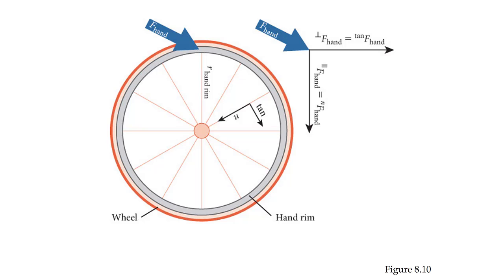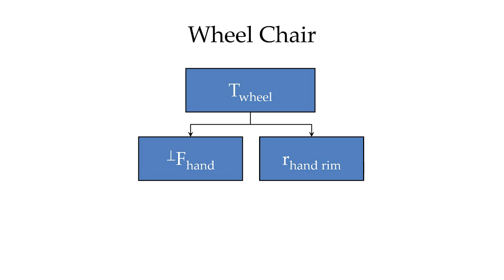The hand applies a force to the hand rim. That force can be broken down into both a normal as well as a tangential force. That normal force is going to go parallel to the spokes or perpendicular to the wheel, and the tangential force is going to go parallel to the wheel or perpendicular to the spoke. That tangential force from the hand is what's going to create torque on the wheel that is going to cause the wheel to rotate. So for our H model for the wheelchair, we'll see the torque of the wheel is going to be determined by the perpendicular force of the hand as well as the radius of the hand rim.